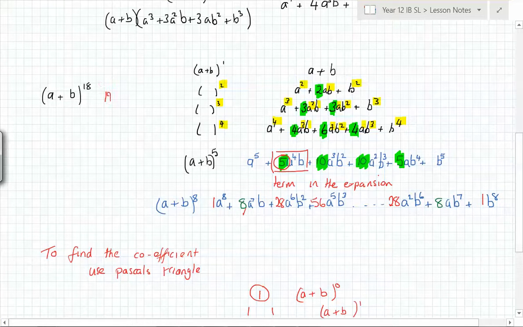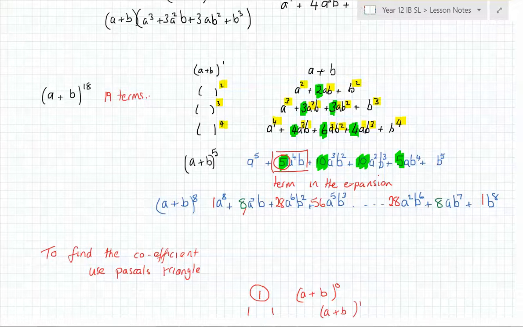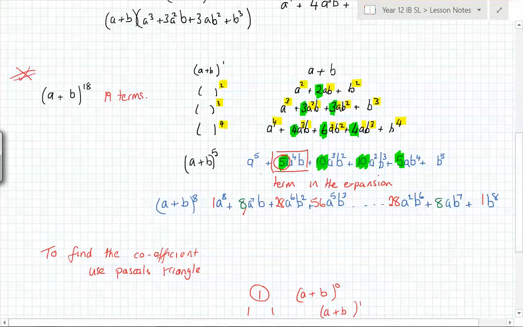This has 19 terms. Okay? You need to remember that. Be part of a question: how many terms in the expansion of? It's always one more than the power. Maybe that is an important note. Maybe put a little star, that's important. So if you have a plus b to the power of n, how many terms are there? N plus 1 terms. Okay, so that's an important note for you to remember.